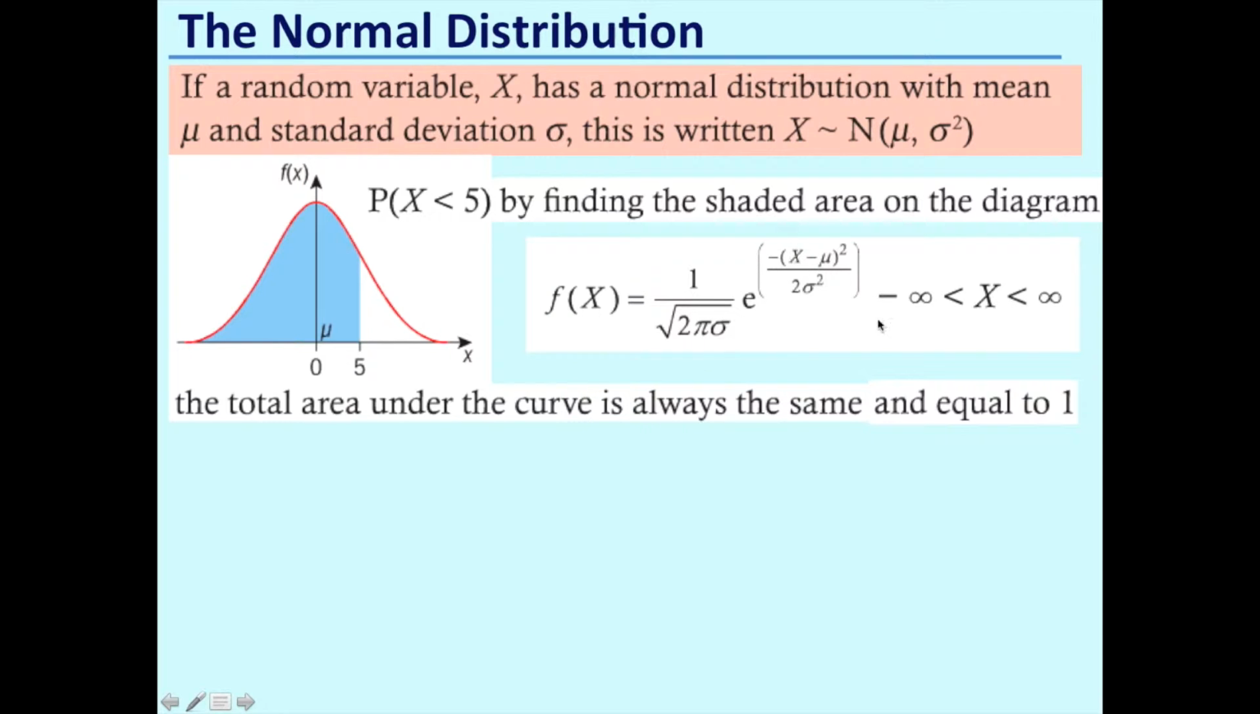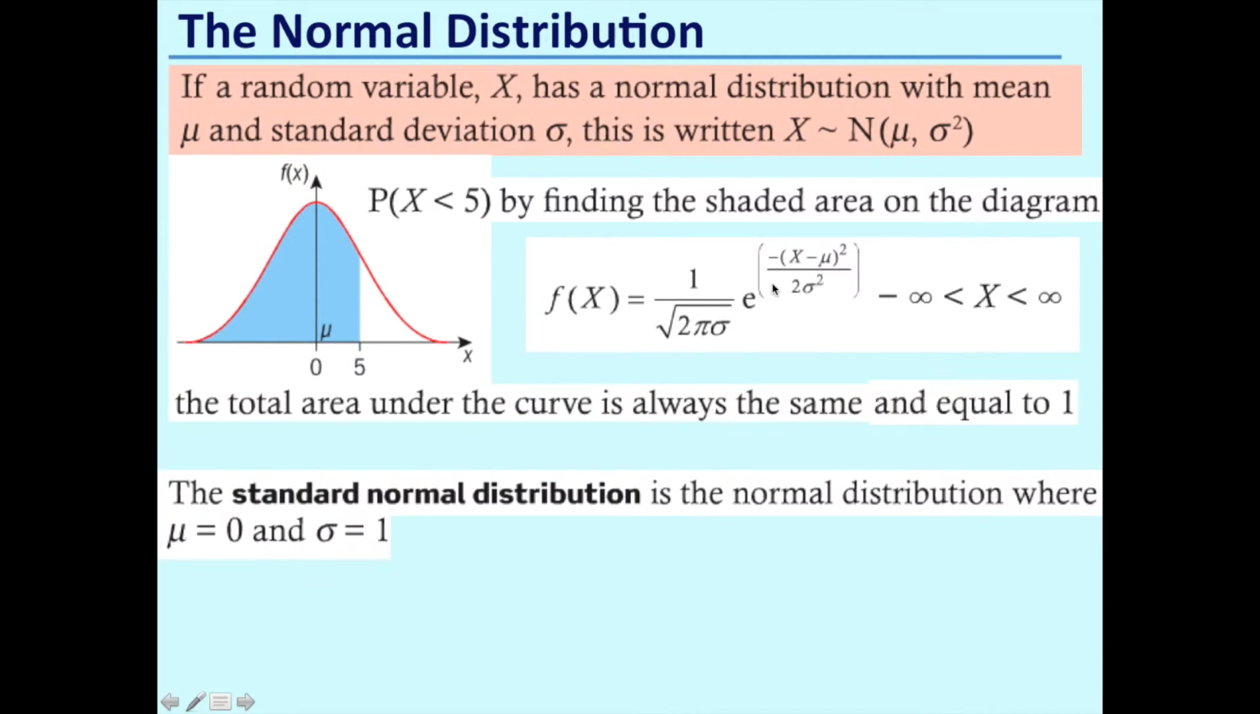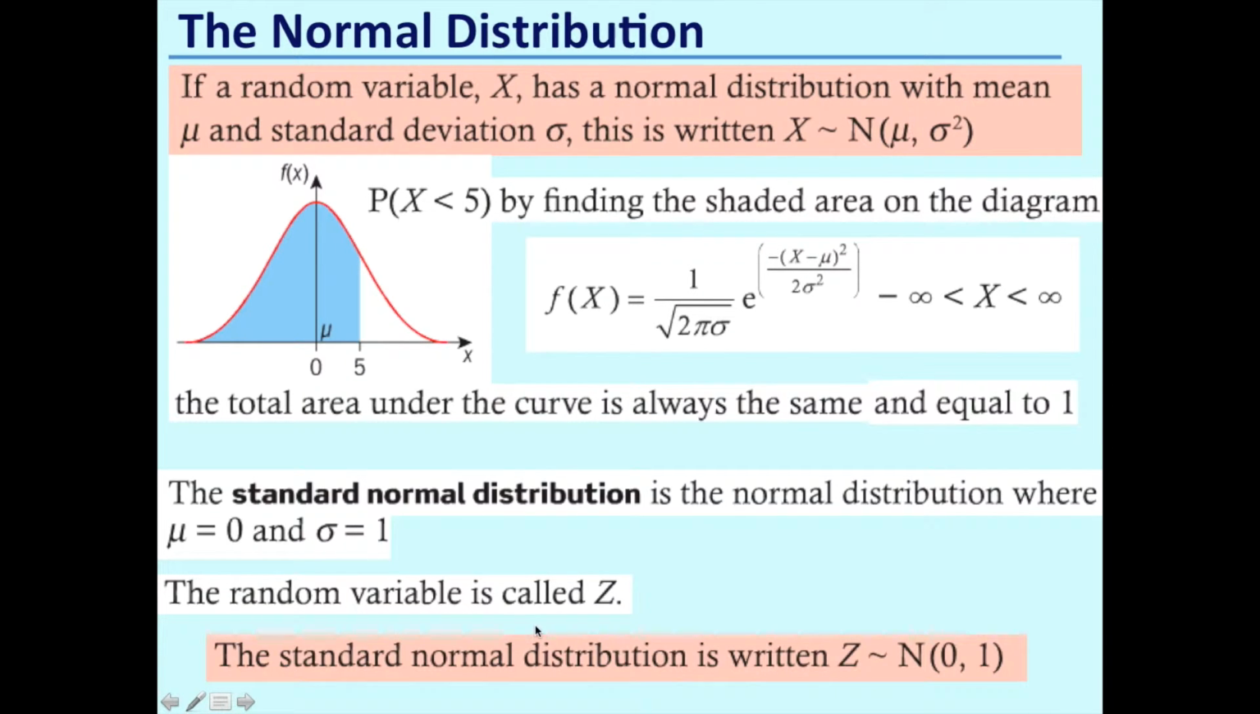However, it can only do that for us if we are using what's called the standard normal distribution, which is a normal distribution where the mean is 0 and the standard deviation is 1. And this random variable is called z. So the standard normal distribution is written z is normally distributed with a mean of 0 and a standard deviation of 1.